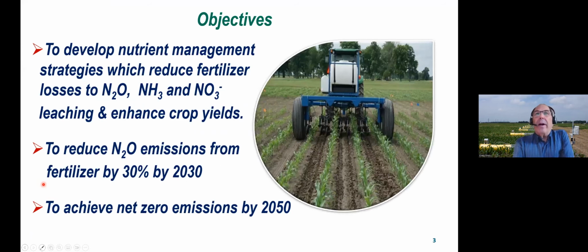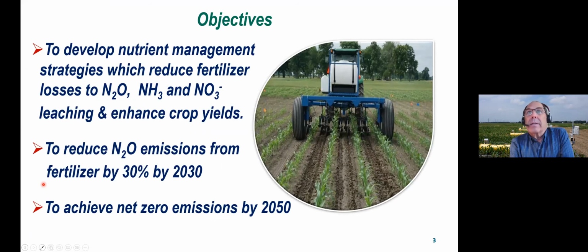So the objectives of my research and this talk really are to develop nutrient management strategies which reduce fertilizer nitrogen losses to nitrous oxide, ammonia volatilization, and nitrate leaching, and enhance crop yields. I'm not going to spend too much time on nitrate leaching today, just to keep it within the 25 minutes. So I'm going to focus more on the air losses.